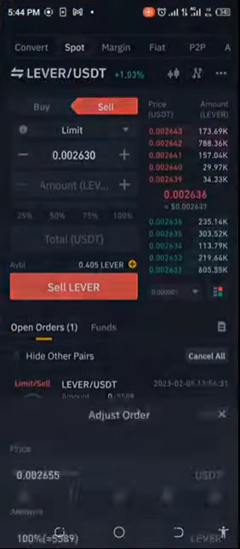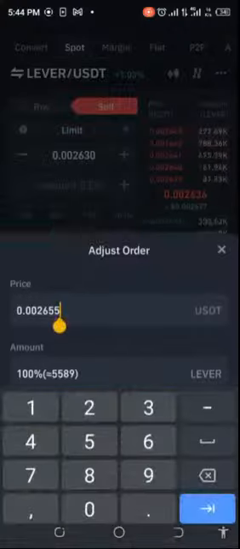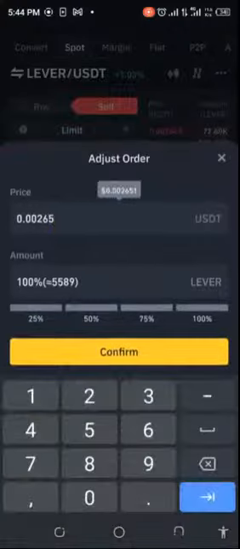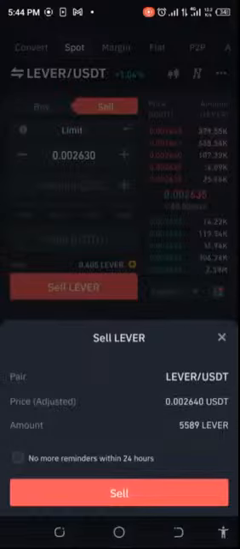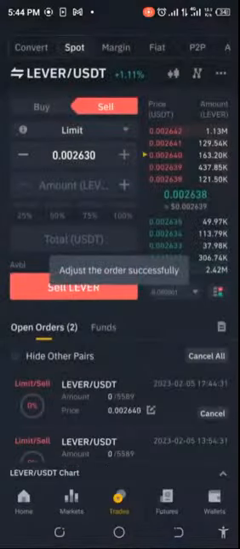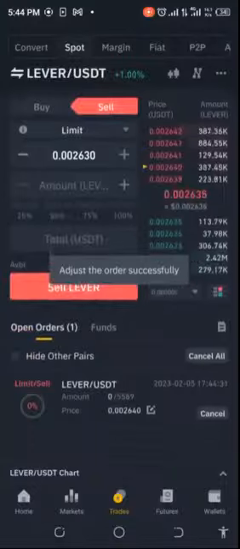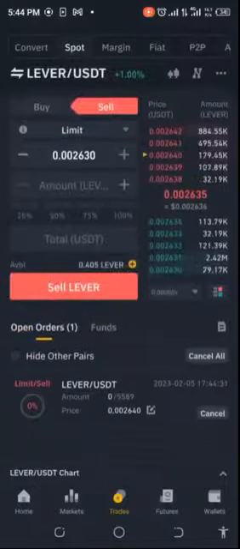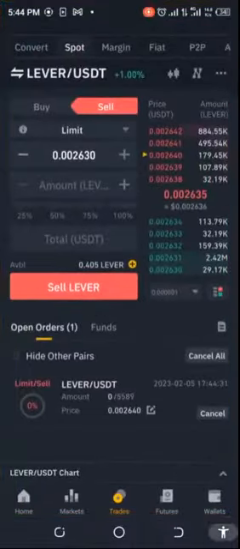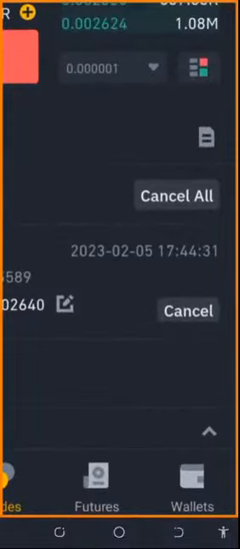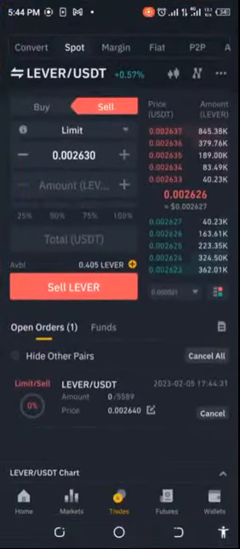Let's try and adjust it. I mean, we will still make profit. So let me adjust it to 2640. Let's adjust it to 2640 and let's see whether we'll make profit. Okay, let me see what happens here. Oh, what happened? I'm not sure. I think that's what has happened here. Okay, it's interchanged. Let's see whether this will take us there.